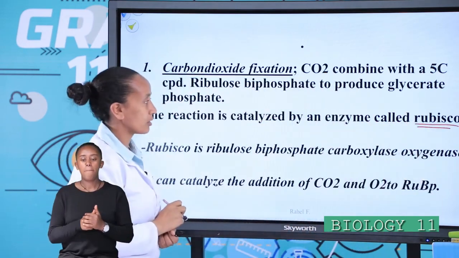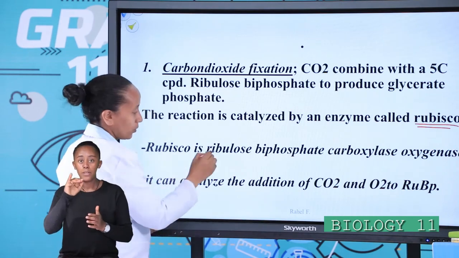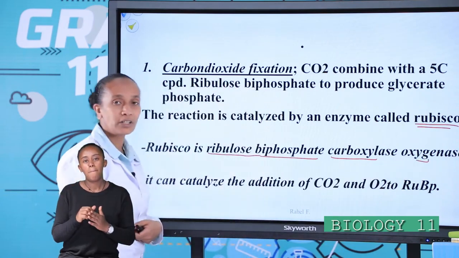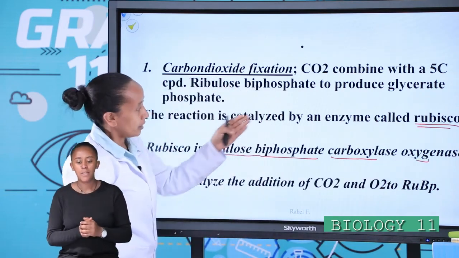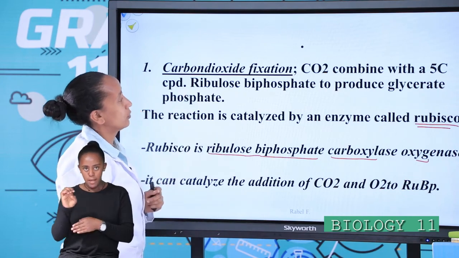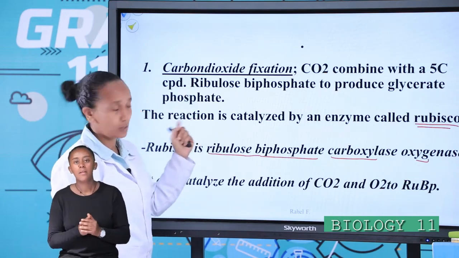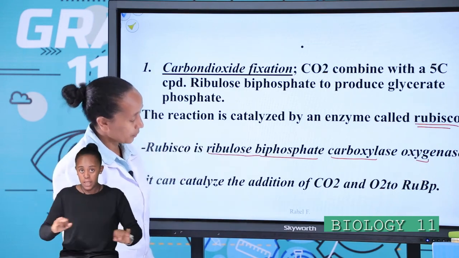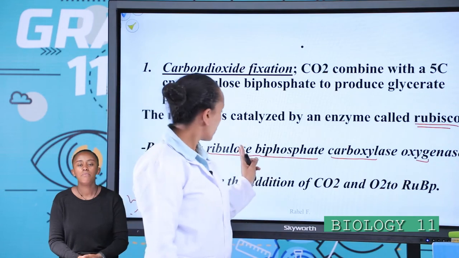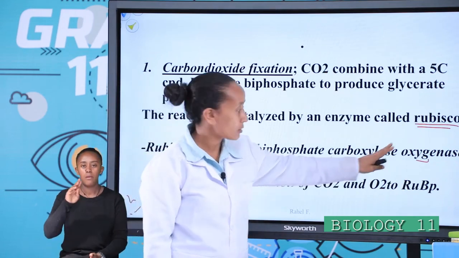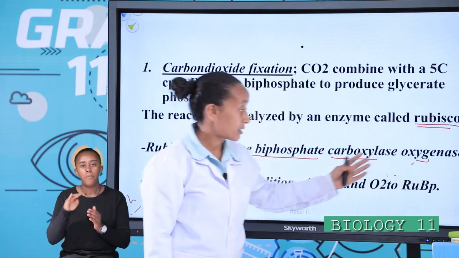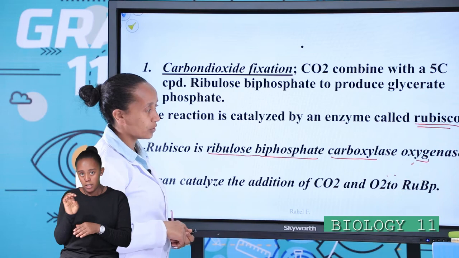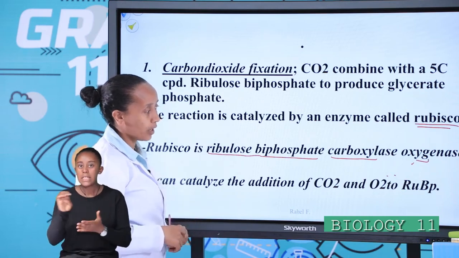Rubisco is the short name for the enzyme. It is known as ribulose biphosphate carboxylase oxygenase, the longer name. And this enzyme catalyzes the first reaction of carbon fixation, or the first reaction of the light-independent reaction. But if you look at the name, ribulose biphosphate carboxylase oxygenase, it shows that the enzyme catalyzes 2 types of reaction.